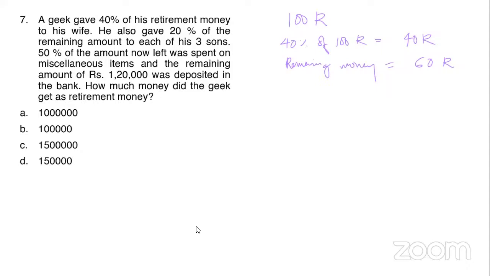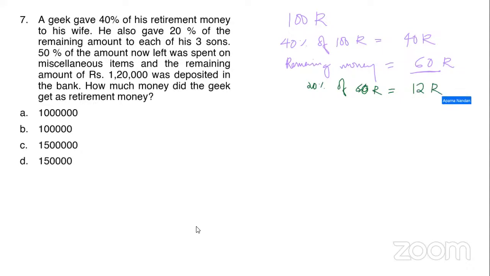So what will be 10% of 60 R? What did I tell you in class? From the right-hand side, move a place and put a decimal point. So 10% of 60 R will be 6 R. So 20% of 60 R will be 12 R.